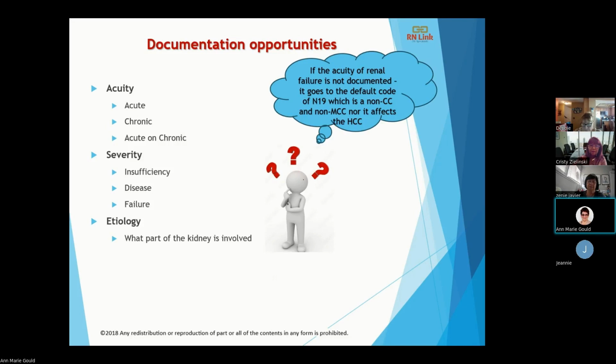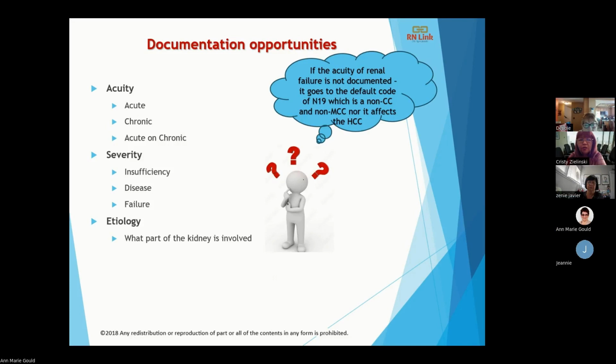Okay? So if the acuity of the renal failure is not documented, it goes to the default code of N19, which is a non-CC and a non-MCC, nor does it affect the HCC. So if you get an unspecified kidney failure diagnosis, it's not going to affect anything. So you really want to get that acuity captured.